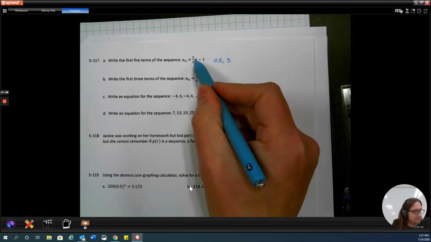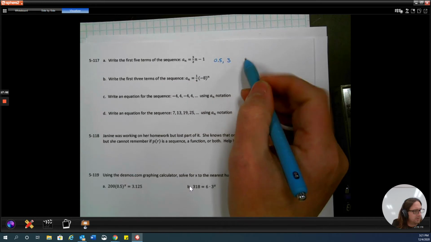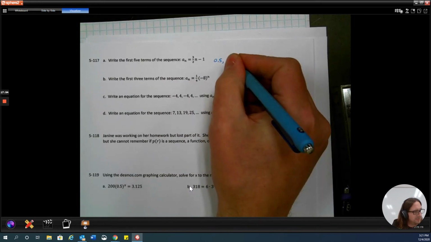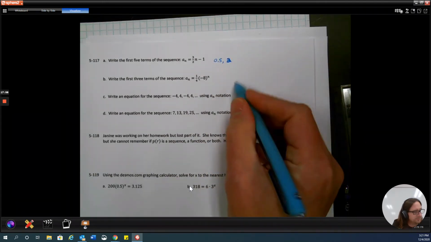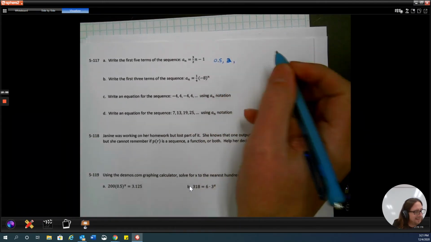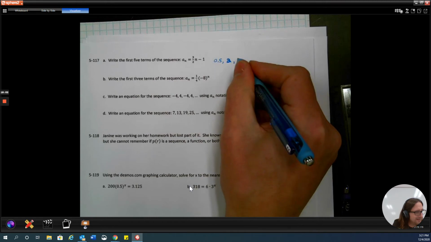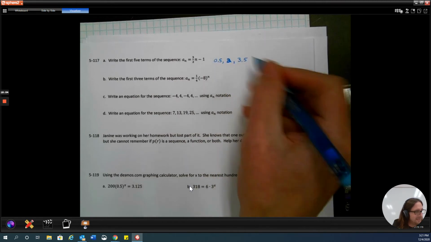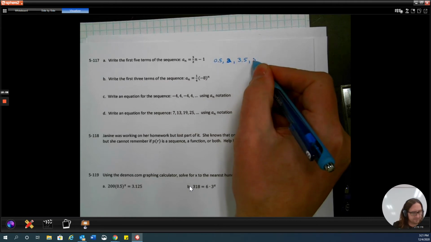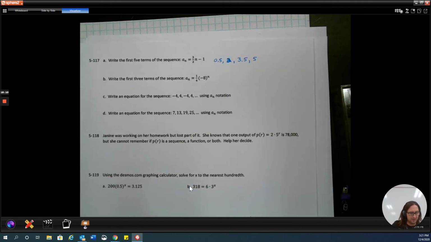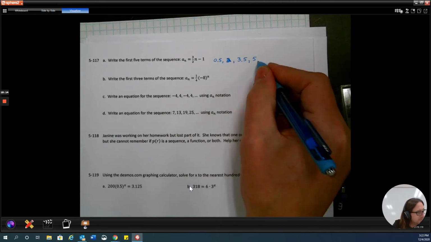I'd get the same answer if I would have plugged in 2 there. I would have gotten 3 minus 1, which would, oh, this is supposed to be 2. Dang it, why did I do that? So that would have been 2. And then I'm going to add 1.5 again and get 3.5. And then I add 1.5 again and get 5. All right, so there's our first 5 terms. I need one more, 6.5.